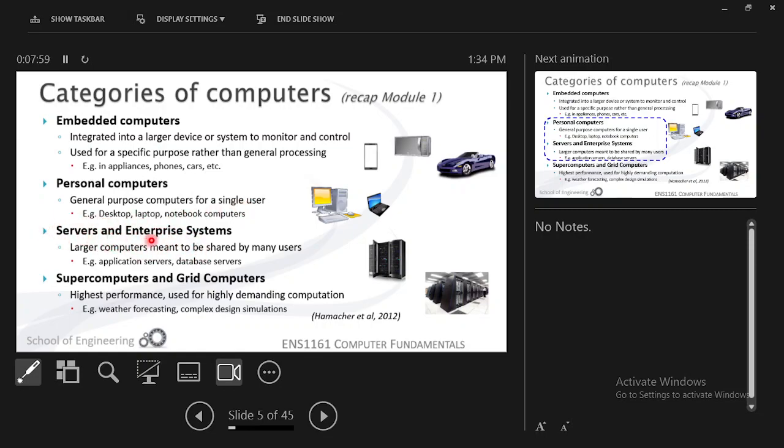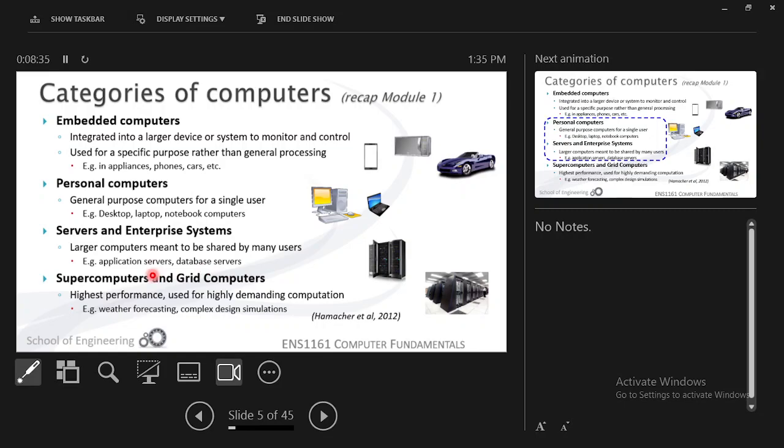Servers and enterprise systems are large computers, mainly servers. We can have different kinds of servers, application servers, database servers, and many kinds of servers that we can find in the real world. Supercomputers and grid computers are again high performance computers. Back in time, those were the most powerful computing devices we could find, because thousands of millions of data were processed in these grids and supercomputers.